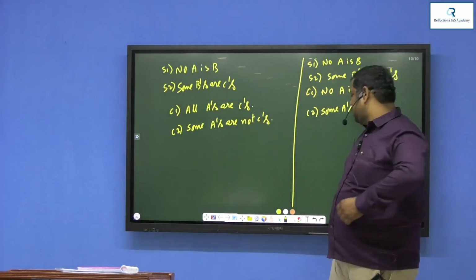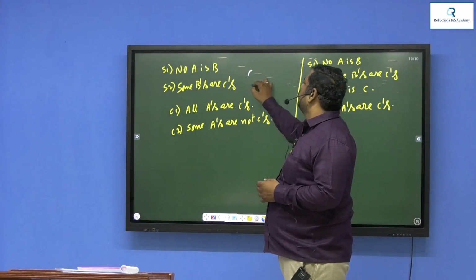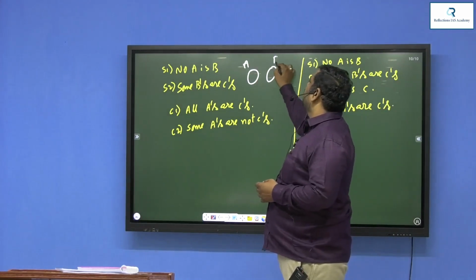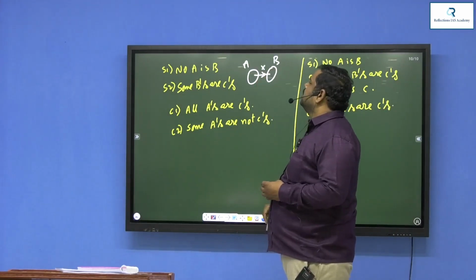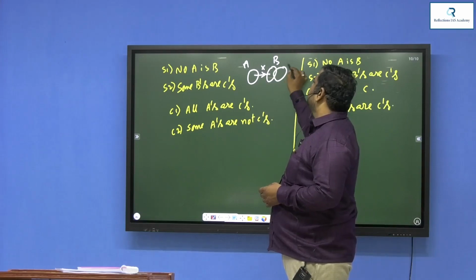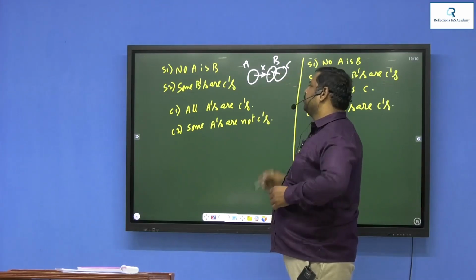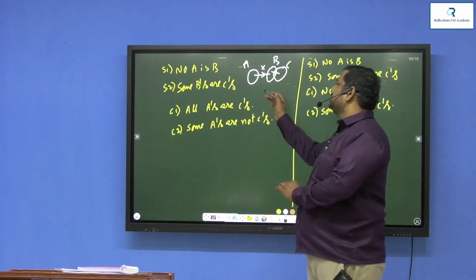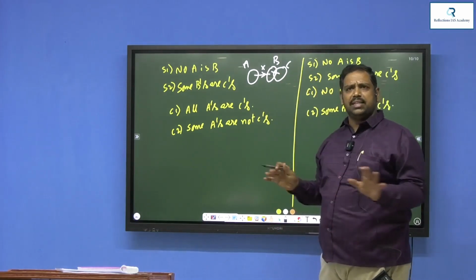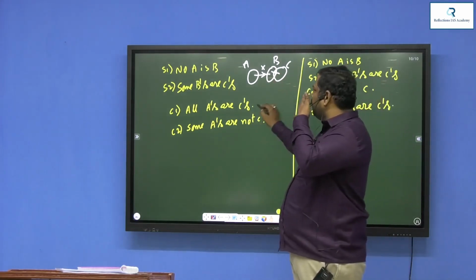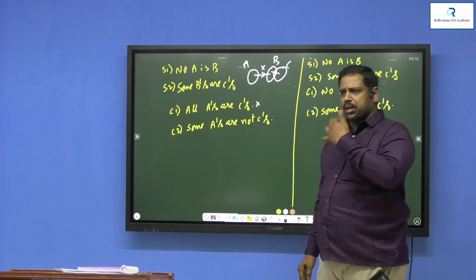Here, no A is B. I'm going with the basic diagram as usual. No A is B, so A and B should not have a relation. Some B's are C's, so B and C should have a relation. Conclusion one, all A's are B's. Definite positive. From the basic, I have to decide. It is not happening. Ruled out.